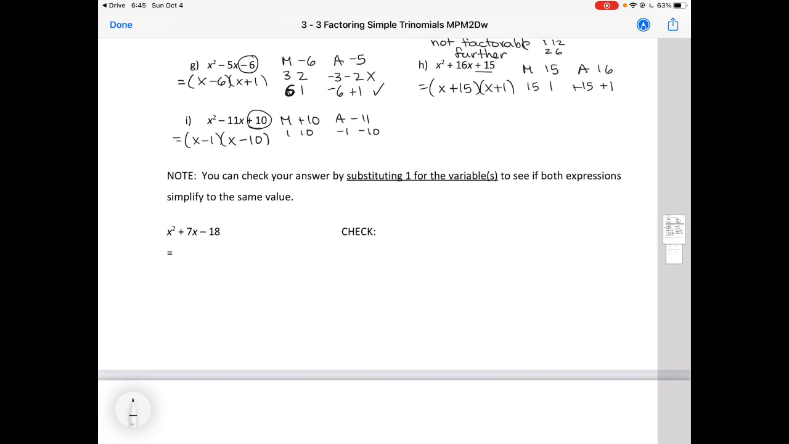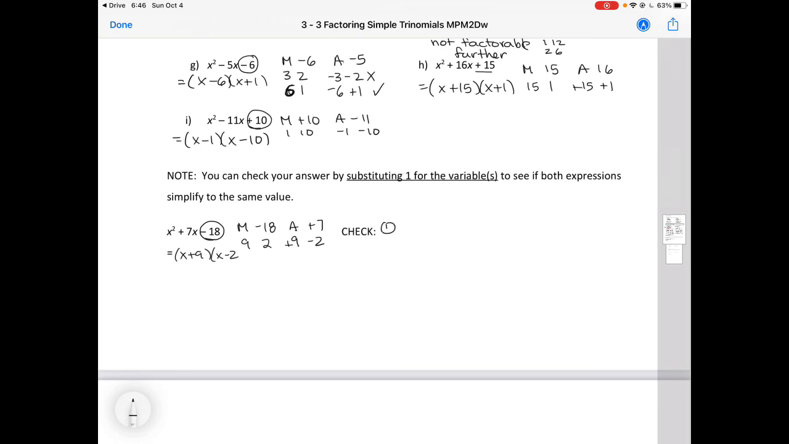One easy way to check your answer is by substituting 1 for the variable to see if both expressions simplify to the same value. So let's factor this expression here first. We're looking for two numbers that multiply to minus 18 and add to positive 7. So multiplying to 18, I'm going to use 9 and 2. I want 9 to be positive and 2 to be negative. So we would have x plus 9 and x minus 2.